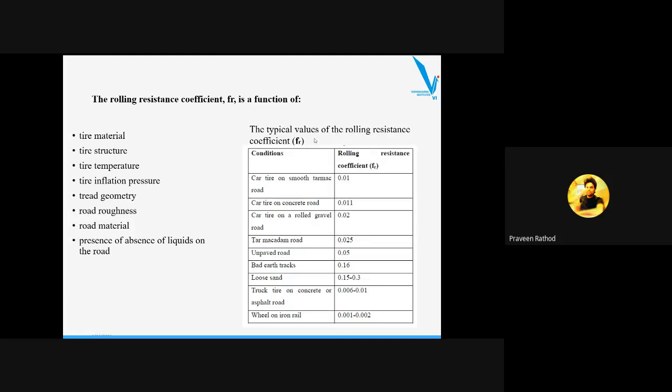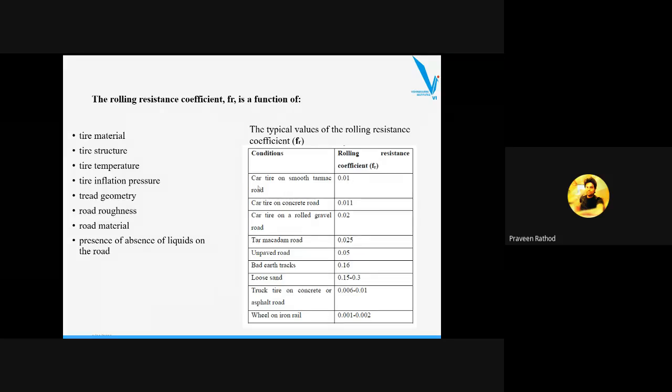Why am I putting so much stress and importance on the rolling resistance? Because it plays a very vital role in vehicle performance. Most of the people are working in the field of rolling resistance, and that has to be accepted, if the vehicle is giving less performance because of rolling resistance. So this table shows you the conditions and the value of the rolling resistance coefficient.